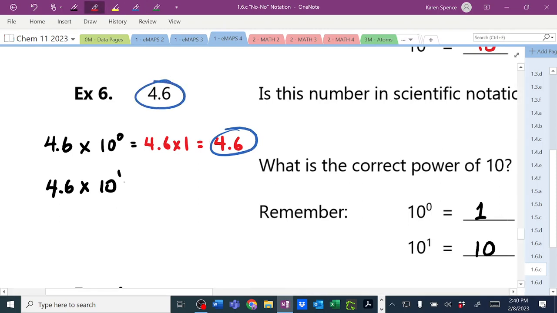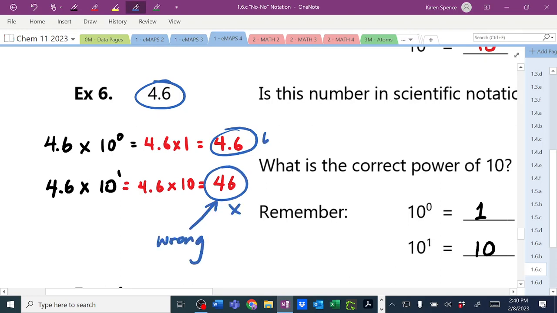If we do the other one, 4.6 times 10 to the 1, that is 10, that would give us 46, which is wrong. That's not what we wanted. This is what we wanted. Is that good? Okay.